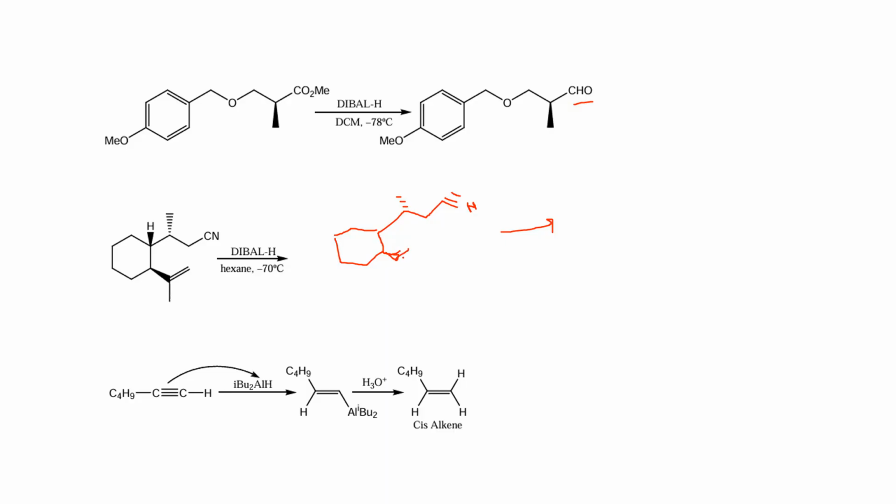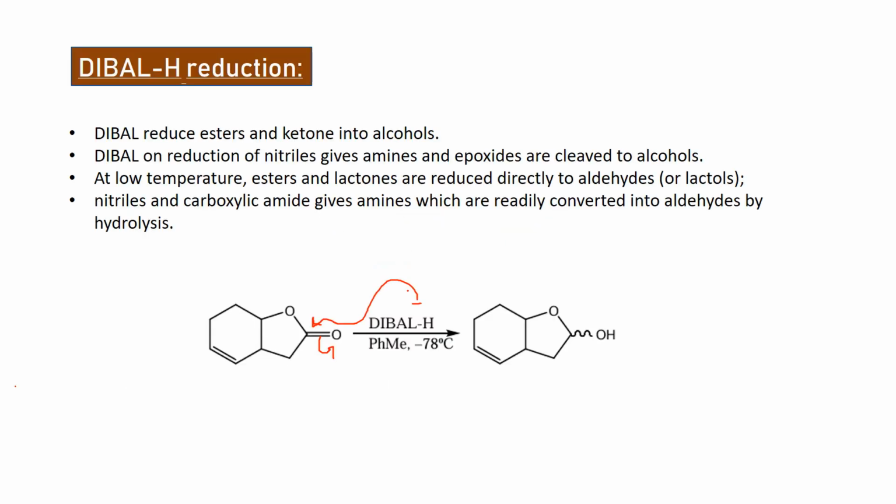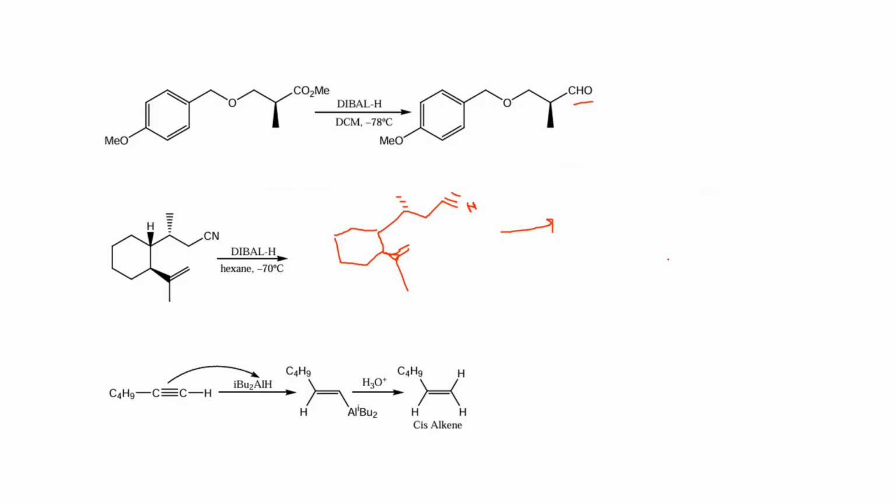This CN will be reduced and nitrile will give a primary amine. This part will be the same, just it will be a CH2NH2.